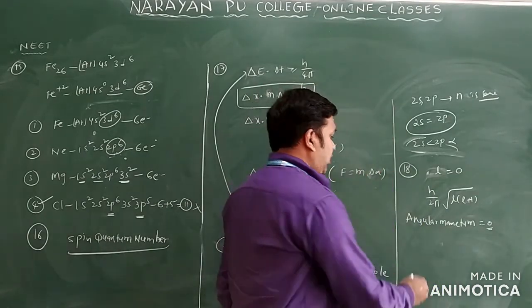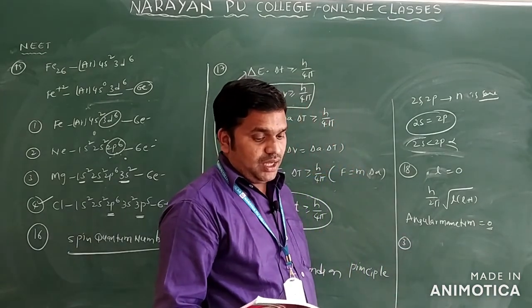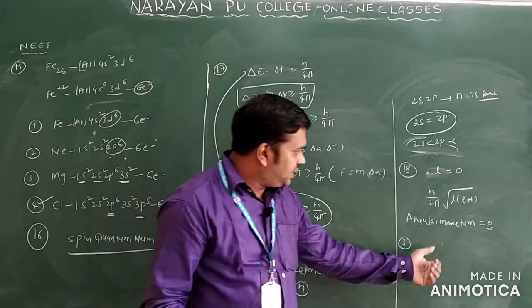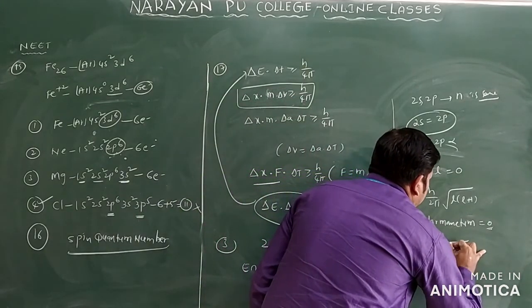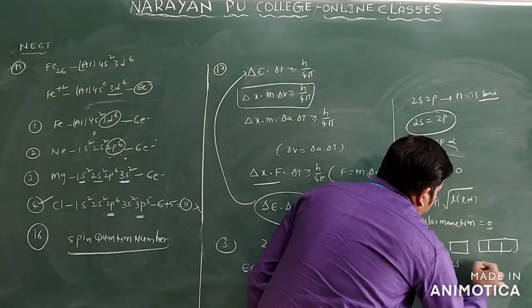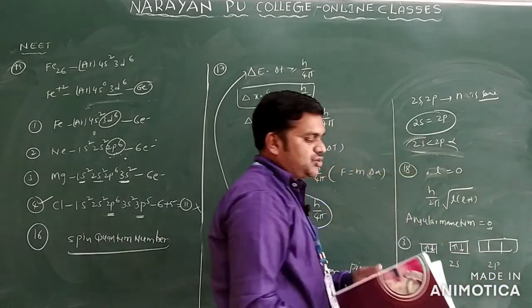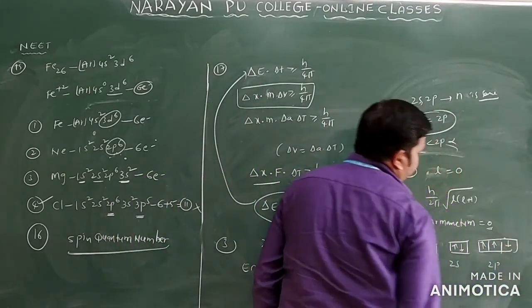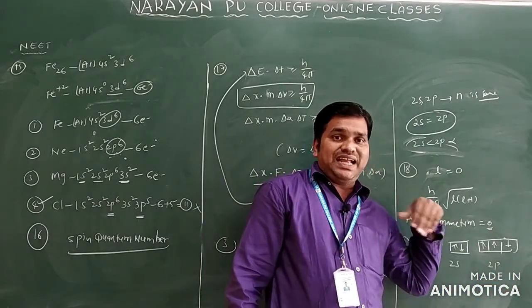You see option 3 we have. The configuration of the nitrogen atom is given: 1s2, 2s2 and 2p3. This is 1s, this is 2s, and this is 2p. 1s is given 2 electrons, 2s is given 2 electrons only. You see the 2p configuration we have. Here 1, here 1, here 1 is given. In the 2p orbitals, 2 electrons are in a clockwise direction and 1 electron is in an anti-clockwise direction.